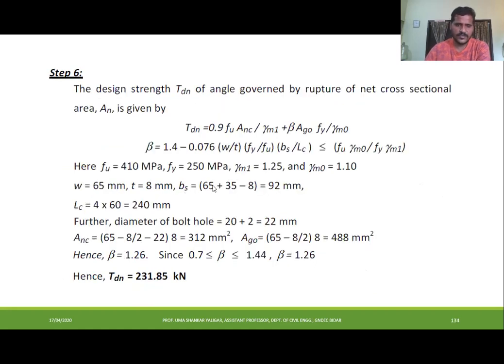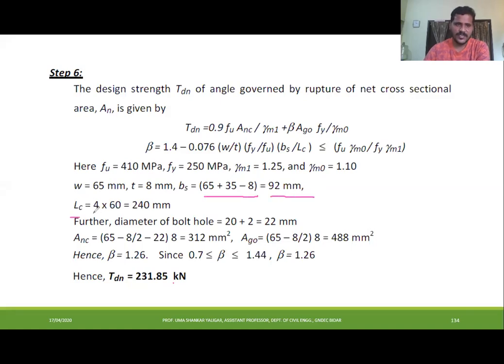So here you can see 65 is the outstanding leg width, plus 35 is the distance from the edge of the plate to the center of the bolt, and 8 is the thickness. Okay, W plus W1 minus T. This you will get as DS, 92 mm.